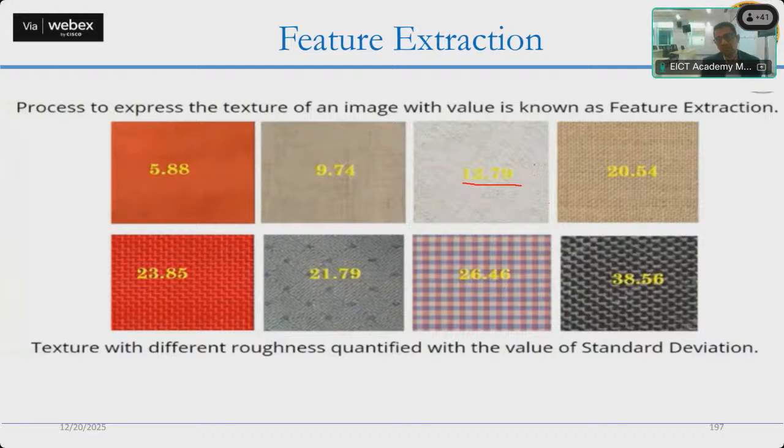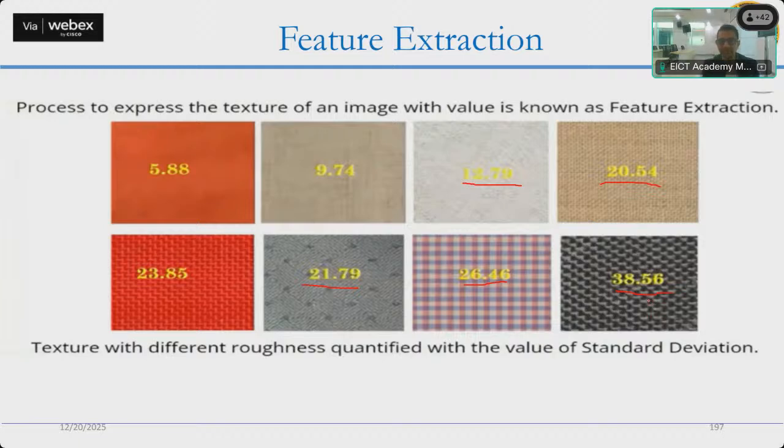Texture is like a pattern, more uneven type of thing. That is 12.78. Here it is even more uneven, 21.54. Here it has increased, 23.85. Then 21.7, then 26.46, and here 38.56. Where do you use it? For example, on stone and different surfaces.